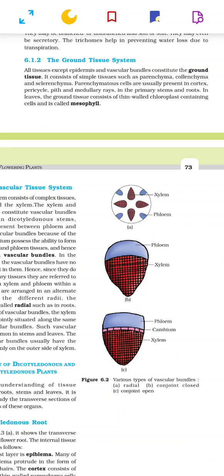In figure B, phloem and xylem both are present along the same radius, but they do not have the cambium present in between phloem and xylem. That's why it is not going to show secondary growth, and it is present in the monocotyledons. There is no secondary growth, and this condition is referred to as conjoint closed. In figure C, you can see there is a presence of cambium between the phloem and the xylem, and it represents the conjoint open condition where secondary growth is possible and it is present only in the dicotyledon plant.